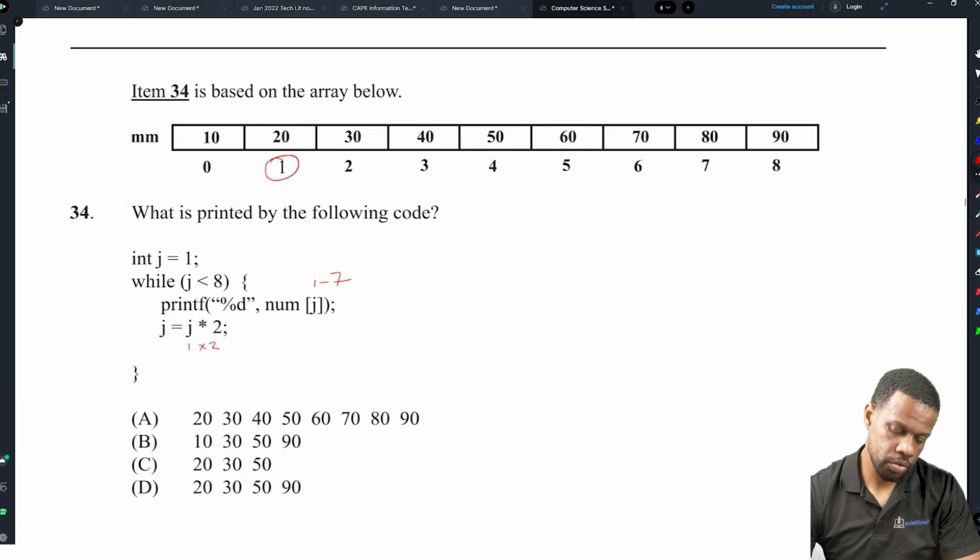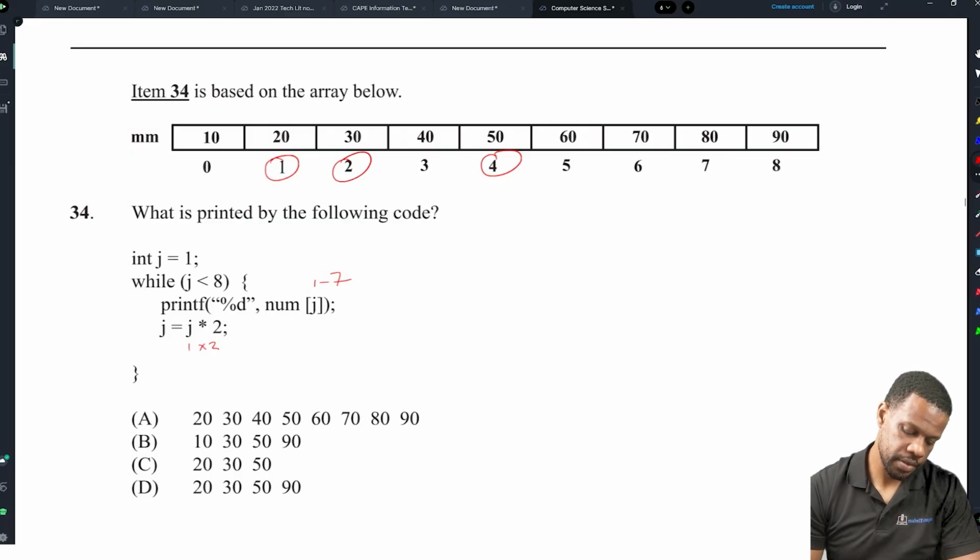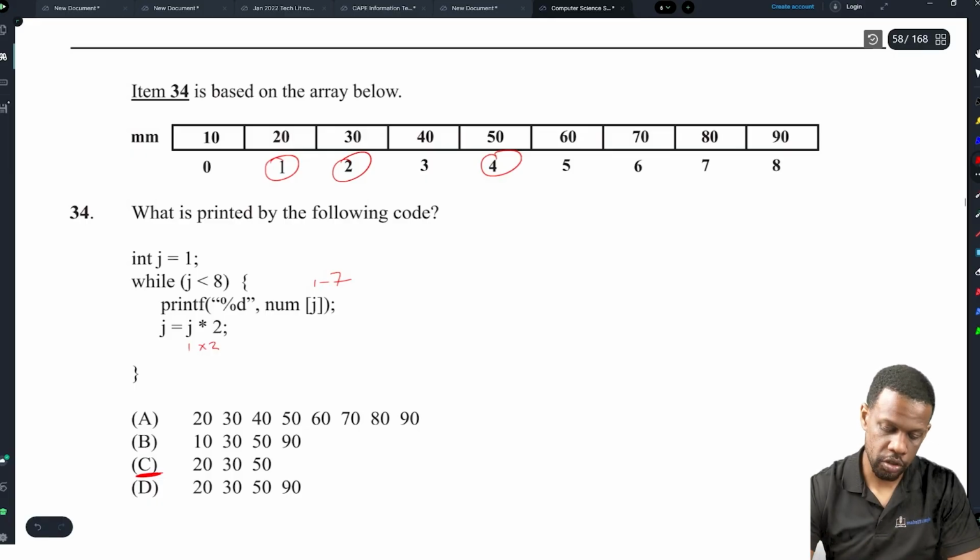So it'll be 2, so 2030. But 2 by 2 will be 4, so the next time will be 4, so 2050. And then 4 by 2 will be 8, and then it will stop. So it should print 20, 30, 50. That looks like C. Did I get caught? Nope, because 4 by 2 is 8, j less than 8. It has to be less than 8, so it won't continue. Alright, cool. 20, 30, 50.